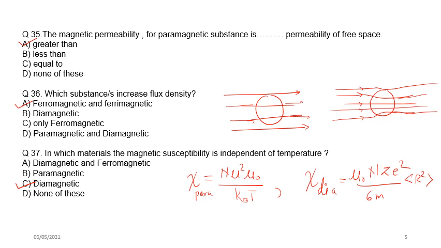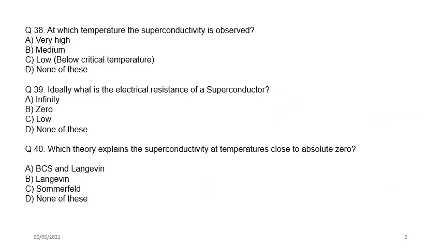Even for ferromagnetic materials, you must have studied the graph where this is temperature and this is magnetization. Magnetization decreases with temperature, and the point where the magnetization becomes 0 is called the Curie temperature, above which the material becomes paramagnetic. So the magnetic susceptibility of a ferromagnetic substance also depends on temperature. This graph shows that.